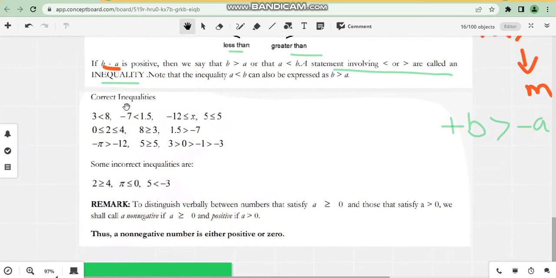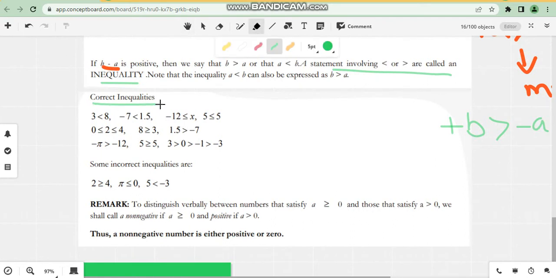In the book it's mentioned: correct inequalities. What are the correct inequalities? 3 is less than 8, minus 7 is less than 1.5. Yes, that's right. Minus 7 is less than 1.5, because 1.5 is a positive number, so that's more. 8 is a bigger number than 3. Negative 12 is less than or equal to x. X can be any number that is more than negative 12, and less than or equal to 12.